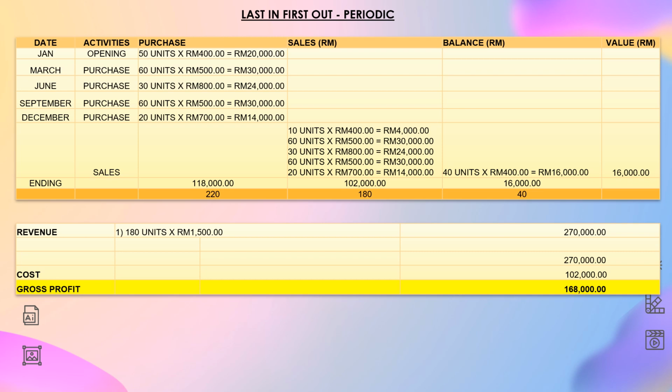Last in, first out in periodic. The total units in purchase are 220 units, for the sales 180 units, and the balance of the inventory is 40 units. The gross profit for last in, first out in periodic is 168,000.